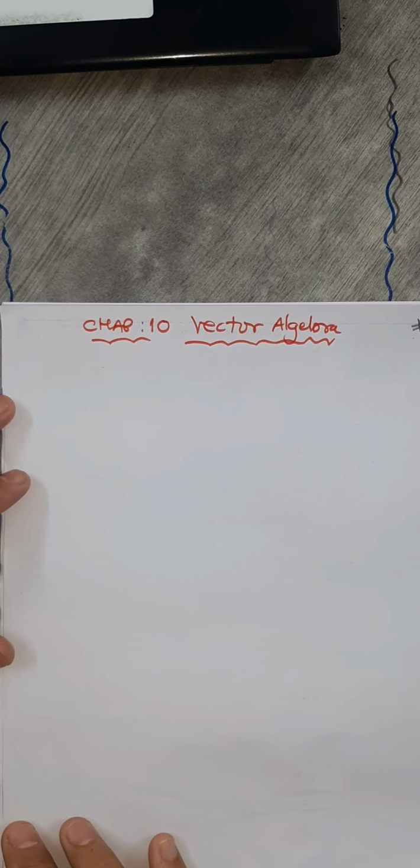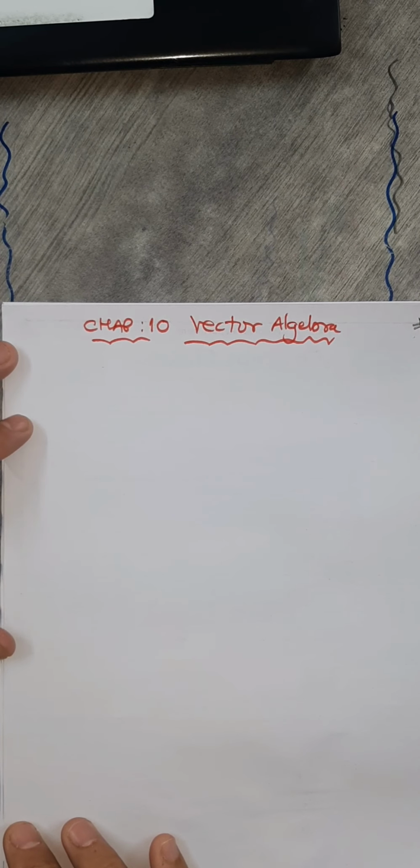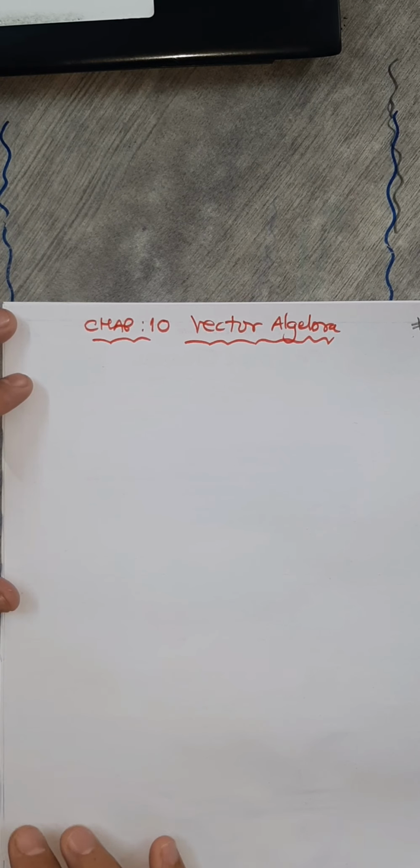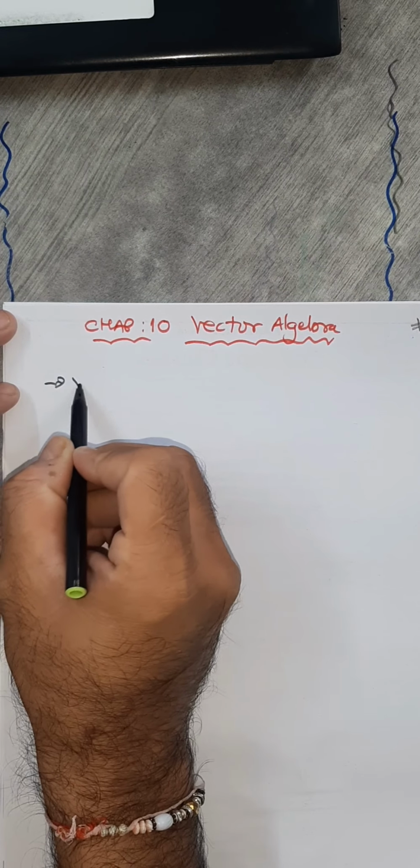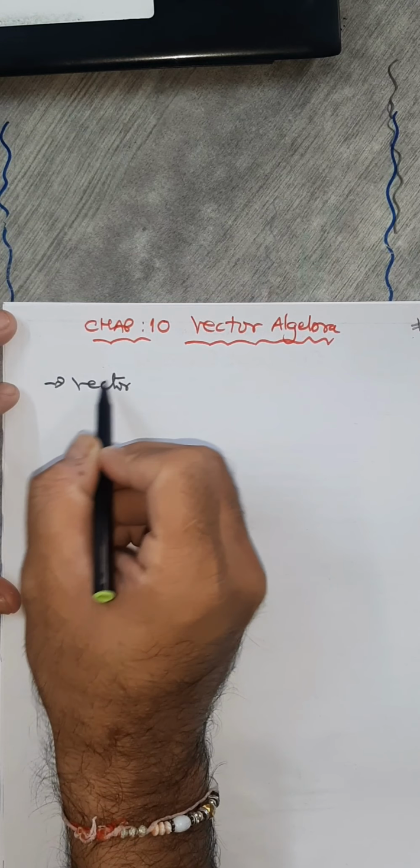Chapter number 10, Vector Algebra. We already studied vectors in 11th standard. Now here we have some further concepts of vectors. So even you might have used it in physics also.